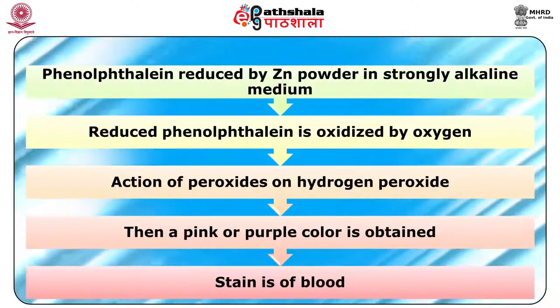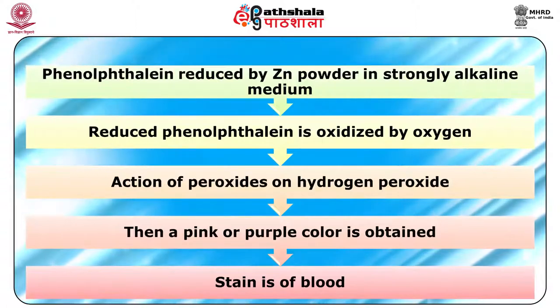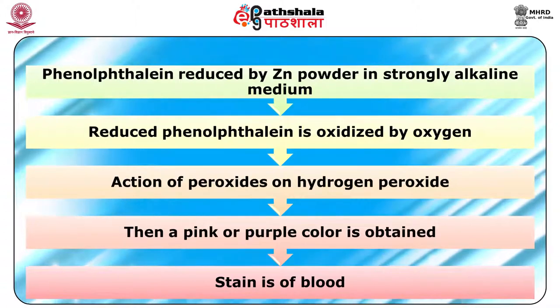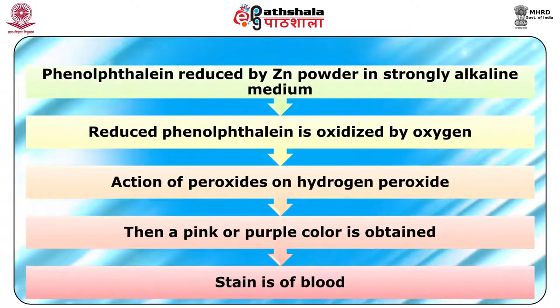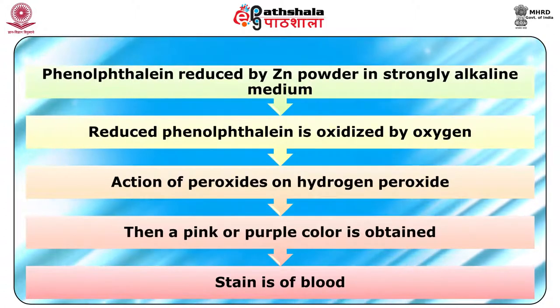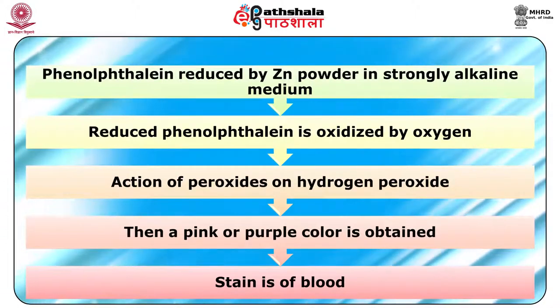Now next is the phenolphthalein test. It is also known as the Kastle-Meyer test. Phenolphthalein is reduced by zinc powder in a strongly alkaline medium. If this reduced phenolphthalein is oxidized by oxygen liberated by the action of peroxidase on hydrogen peroxide, that is H2O2, then a pink or purple color is obtained. For a blood stain, the sensitivity of this phenolphthalein test is about 1:5 lakhs.